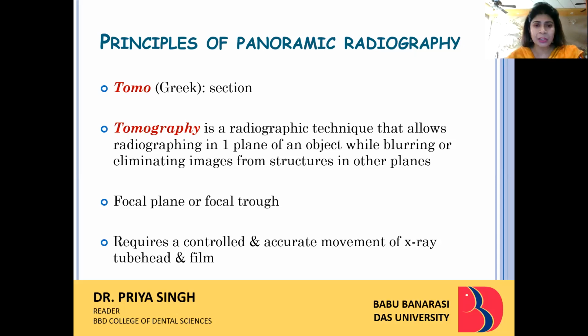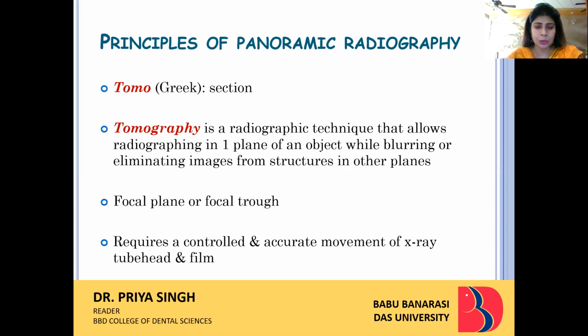So tomography will show you only the area of interest. Anything which is anterior to it or anything that is posterior to it will be completely obscured. So the plane which will be of interest, that is your focal plane or focal trough. This is the plane where we'll make the individual lay his chin. Once the chin is placed on the focal plane, the area anterior to it and posterior to it will not show in the final radiograph.